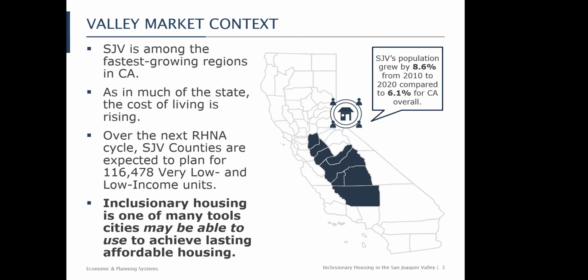And it's against this backdrop of increasing population and rising housing costs that over the course of the next RHNA cycle, San Joaquin Valley jurisdictions are expected to plan for 116,000 plus very low and low income units. That's a lot across the region. These are units that are hard to build typically. Very low and low income housing does not build itself. It doesn't occur without a concerted effort in most cases. And inclusionary housing is one of many tools that cities may be able to use to achieve that lasting affordable housing.